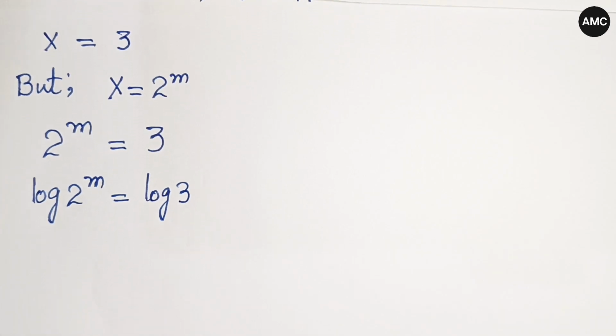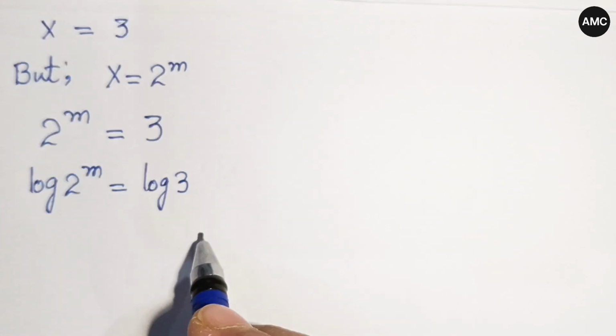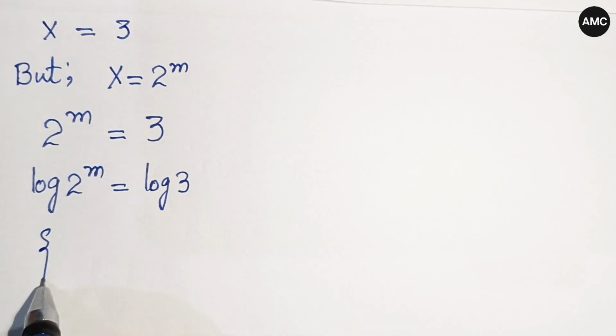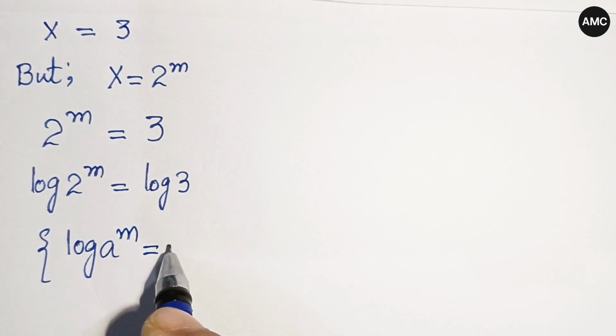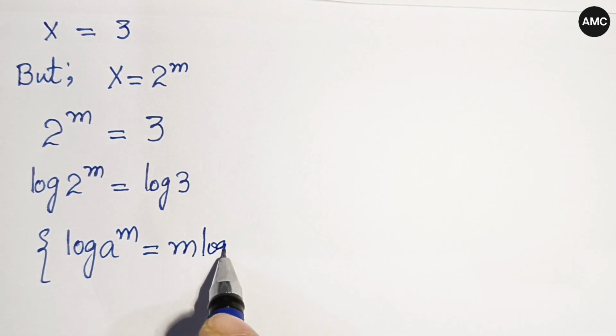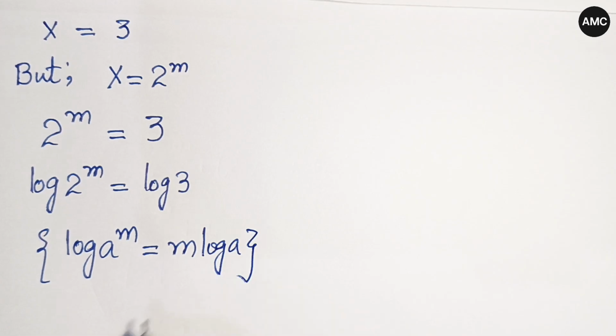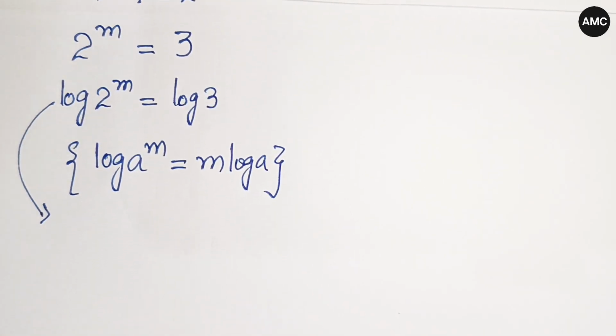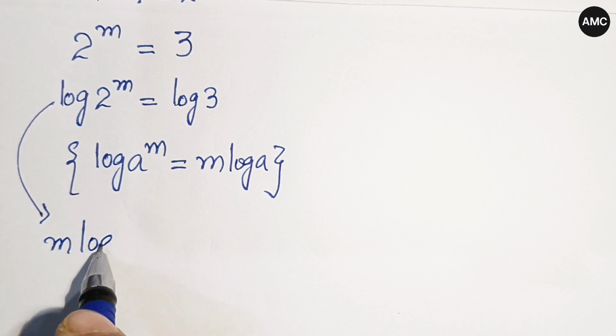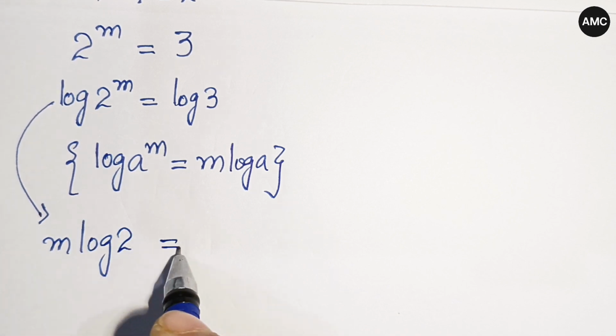Applying the logarithm law here, according to the logarithm power law, log a to the power m is equal to m log a. So log 2 to the power m can be written as, shifting this m, m log 2, that is equal to log 3.